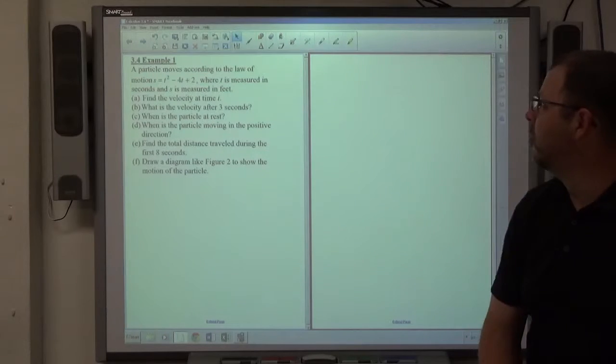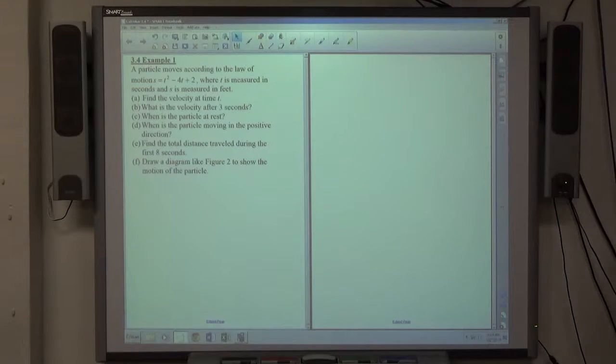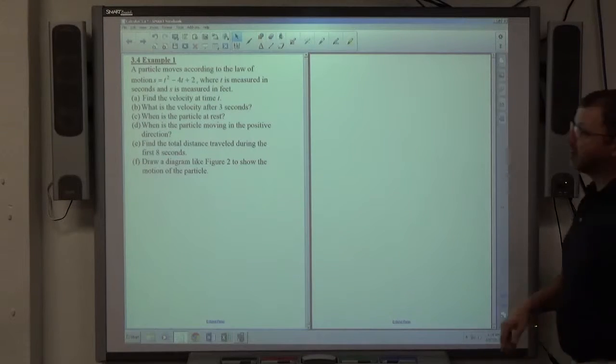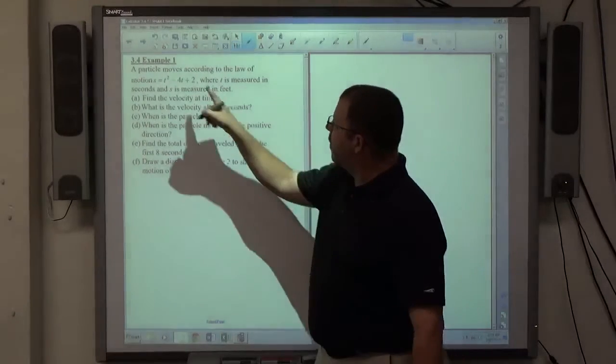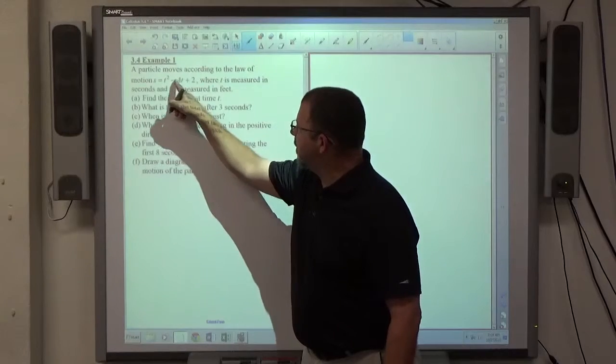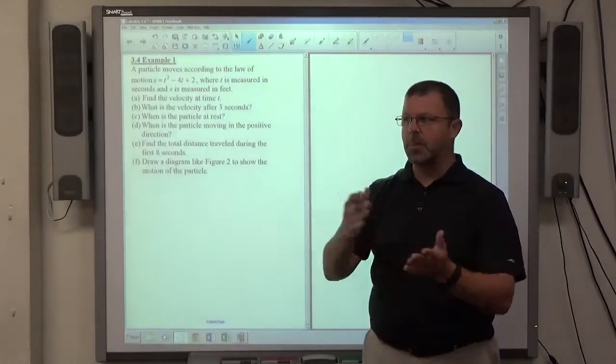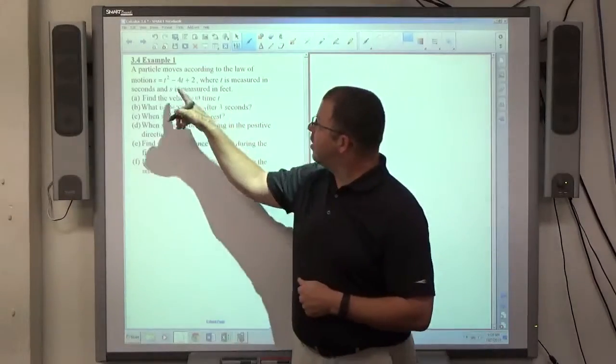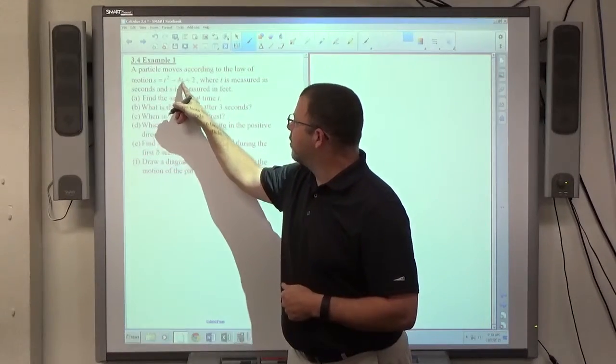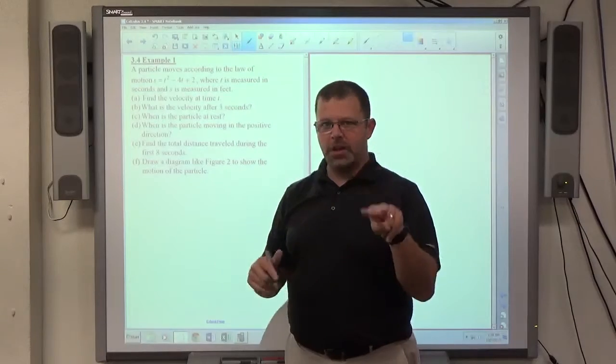Example 1, a particle moves according to the law of motion S equals t squared minus 4t plus 2, where t is measured in seconds and s is measured in feet. So that's the position function. S represents where it's at, t represents how much time's passed. At t equals 0, 0 minus 0 plus 2 is 2, so it starts at 2 feet.